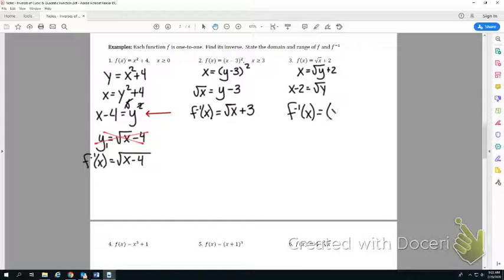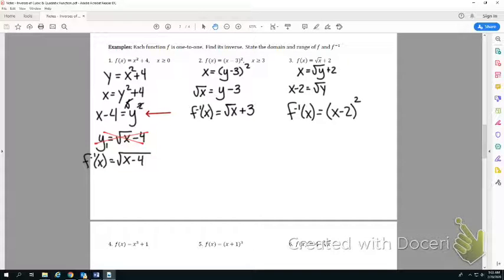Parentheses x minus 2. Because I have to square the whole thing. So I have to group that whole side together and then square it. Now, looking at this real quick, on number 1 and number 2, I started off with a quadratic, and I ended up with a square root.